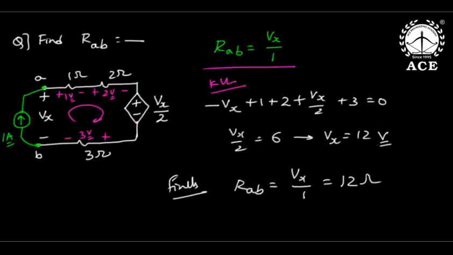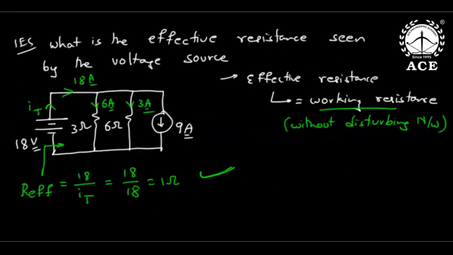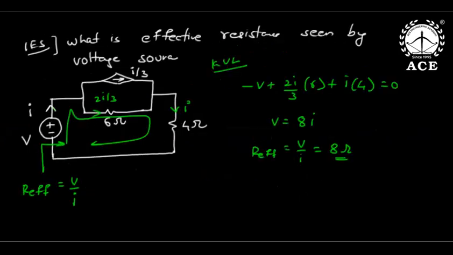Then the dependent source problem. Now remember, dependent source problems will have some internal subcircuit resistance which we should include, and then argue. In such cases, reduction is not possible, so we applied Ohm's law. Here also a GATE bit where there is a current dependent current source. Then effective resistance. Effective resistance is the working resistance without any disturbance or change in the network. Then, what is the effective resistance seen by the voltage source? Please understand this. Here also we used Ohm's law because reduction is not possible.